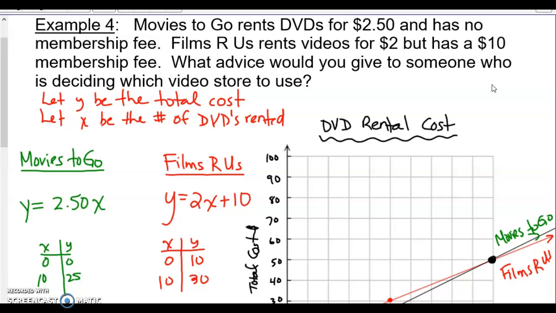So first of all, I need to come up with equations, one for Movies to Go and the second one for Films R Us. So before I can write out my equations, I'm going to assign variables. I'm going to let Y be the total cost, and I'm going to let X be the number of DVDs rented. So at Movies to Go, $2.50 per DVD, no membership fee, gives me an equation of Y equals 2.5 times X. Films R Us, they're charging $2, but they have a $10 membership fee, so my equation here becomes Y equals 2X plus 10.